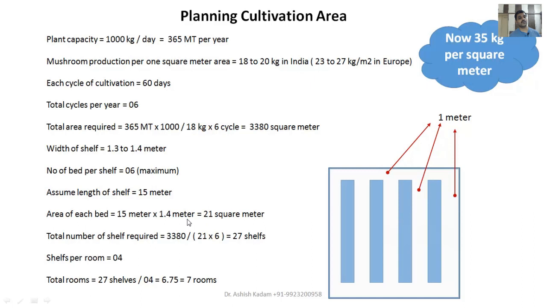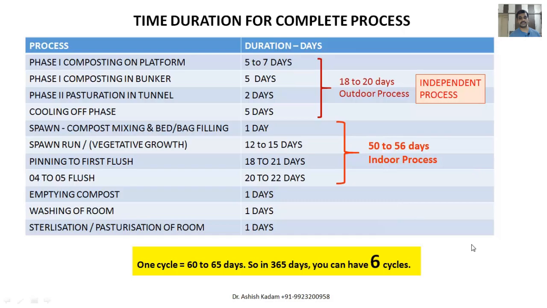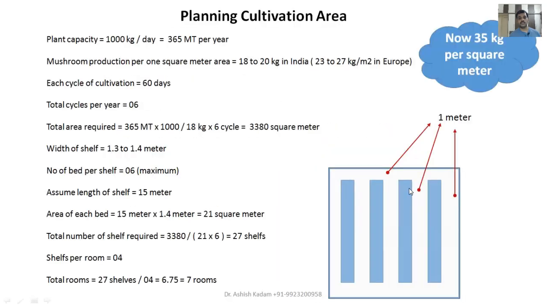Okay, so to get that 1000 kg of production, we will require 27 shelves, because you require a total of 3380 square meter of area. So how many shelves you will get, you can work out from this. It is going to be 27 shelves. The maximum shelves you can keep in a room are 4. Now you can see this picture. So this is the room, and there we have put the 4 shelves, and you can see that we have kept the right spaces around each shelf for the movement of the air.